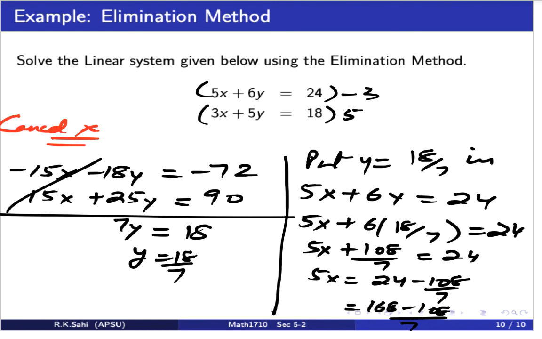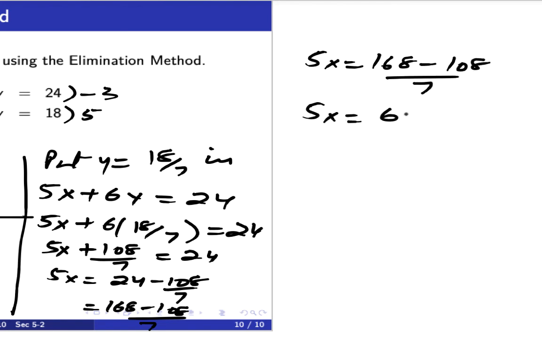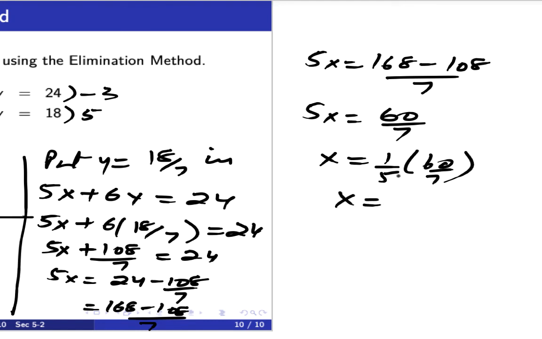Okay, so 5x is 168 minus 108 over 7. 5x is 60 over 7. Dividing by 5, x is 60 over 7 divided by 5. 5 goes into 60 twelve times, so x is 12 over 7.